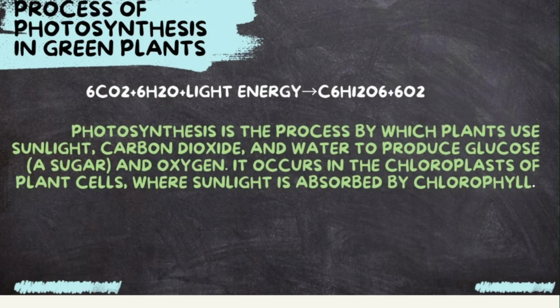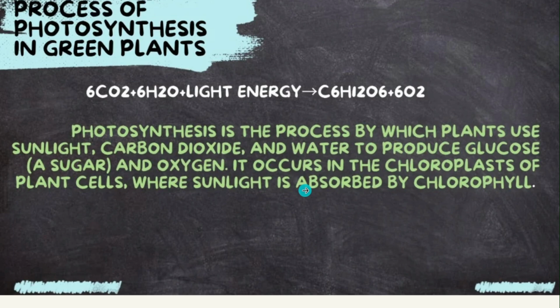So this is C6H12O6. This is glucose. 6O2, this is oxygen. Now this 6 and this 6 and this 6, they're all just balancing the equation. So technically you can leave them off if you want, right? But this is how a balanced equation for photosynthesis would technically look, right?